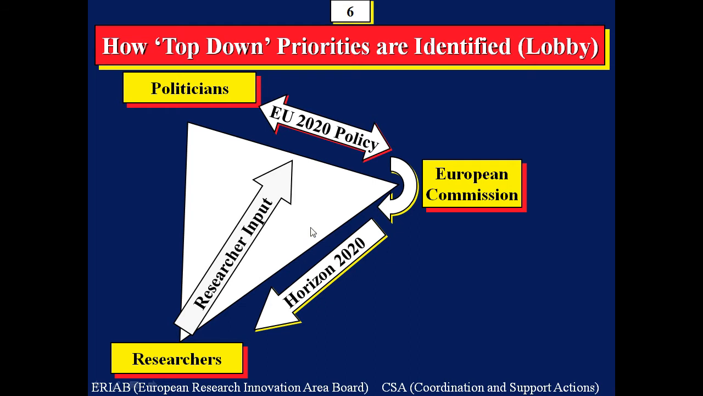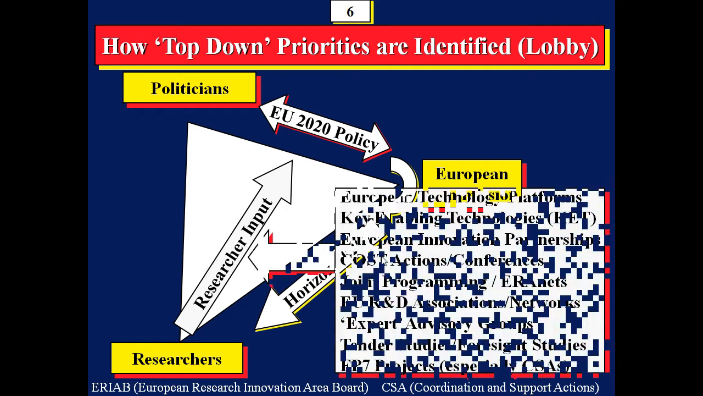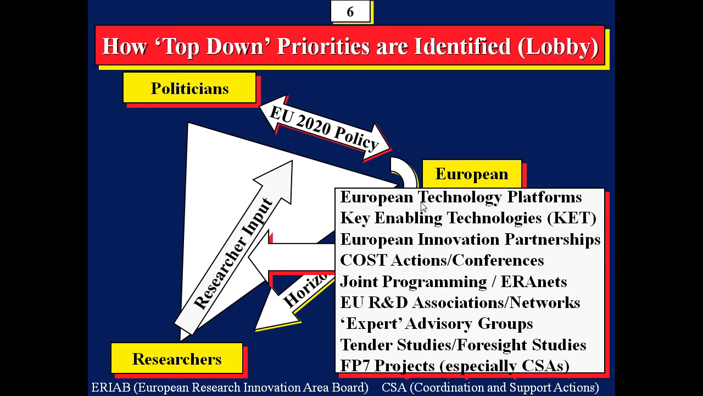Now let's look at this whole area of lobbying. When the Commission is formulating policy and writing the programs, they consult industry through the technology platforms. And I want you to tell me which, if any, of the platforms are relevant to you. Which of the KICs, which I described on the course, which of the European Innovation Partnerships, which of the COST actions, and also which of the ERA-NETs and joint programming initiatives.